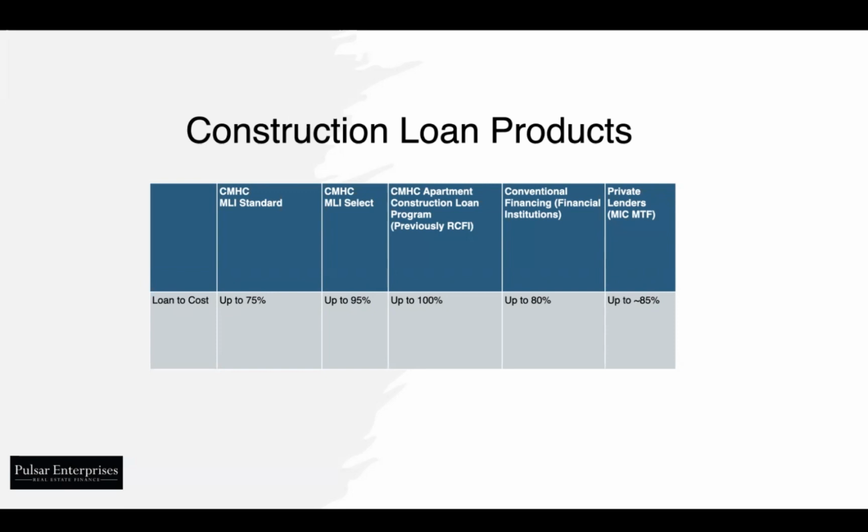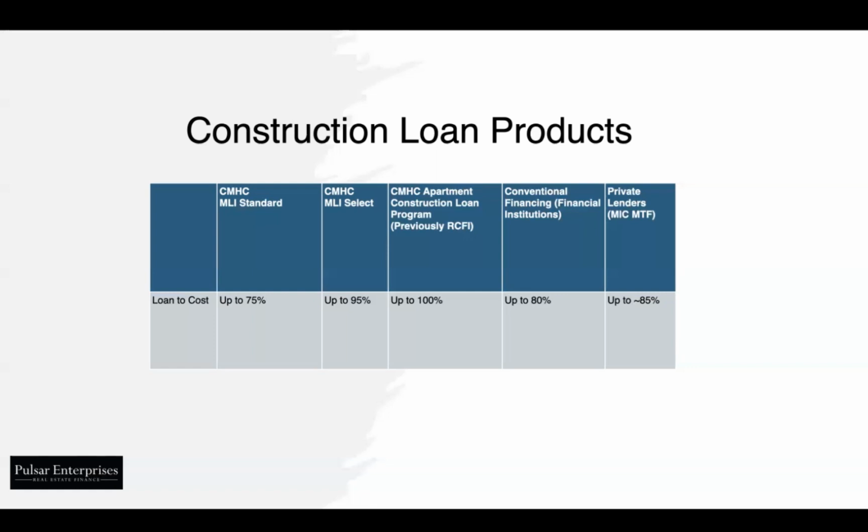Out of these 5 columns, the first program being non-CMHC standard, which has been around for a very long time and likely the most well-known to investors. Under this program, for the construction piece, the loan to cost is 75%. On the second column, you're seeing non-CMHC Select, which is relatively a new program introduced by CMHC in 2022. The loan to cost under this program is 95%.